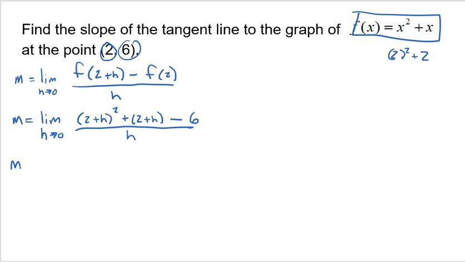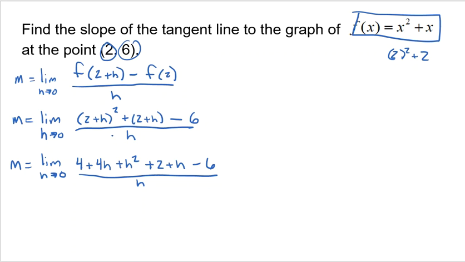Now I got to continue to use my algebra skills to somehow, some way, get the h in the denominator to cancel. So I'm going to go ahead and actually multiply out the top. 2 plus h squared is 4 plus 4h plus h squared. There's nothing to distribute here, so I can get rid of those parentheses on the 2 plus h minus 6, all divided by h. If you don't understand how I got 2 plus h squared, then go ahead and come to the side and do 2 plus h times 2 plus h, and you'll see exactly how I got it.